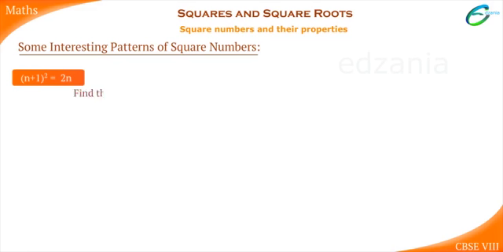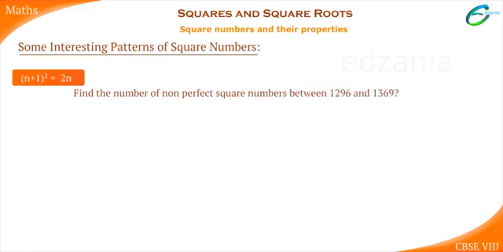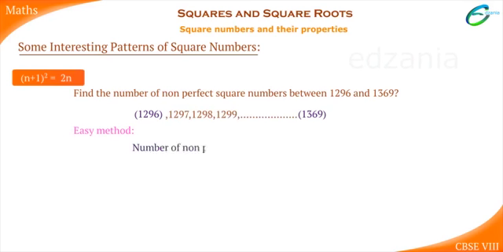Find the number of non-perfect square numbers between 1296 and 1369. Is it easy to write 1296 as the square of a number? Is it easy to write 1369 as the square of a number? It is difficult. So we have another easy method to find the number of non-perfect square numbers between perfect squares.